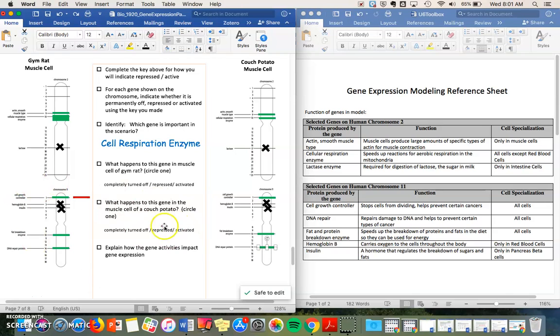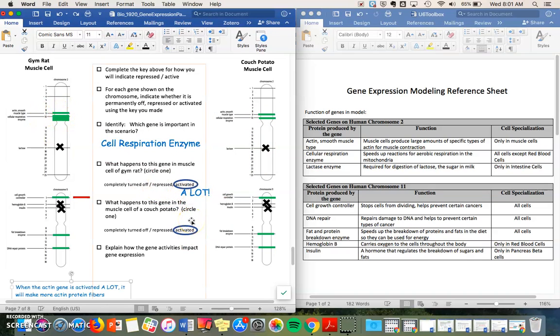Now I need to just make sure that I wrap it up by answering some of these questions. So what happens to this gene, the cellular respiration enzyme, in the gym rat? Well, it's activated, but specifically, well, actually both. So I just got to go and do this in the right order. So both are activated, right? But the cellular respiration enzyme is activated a lot. So that's the big difference here.